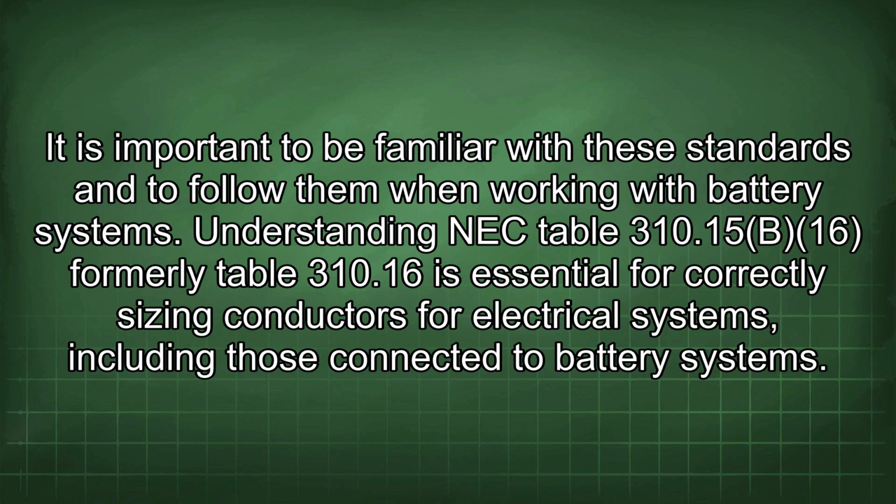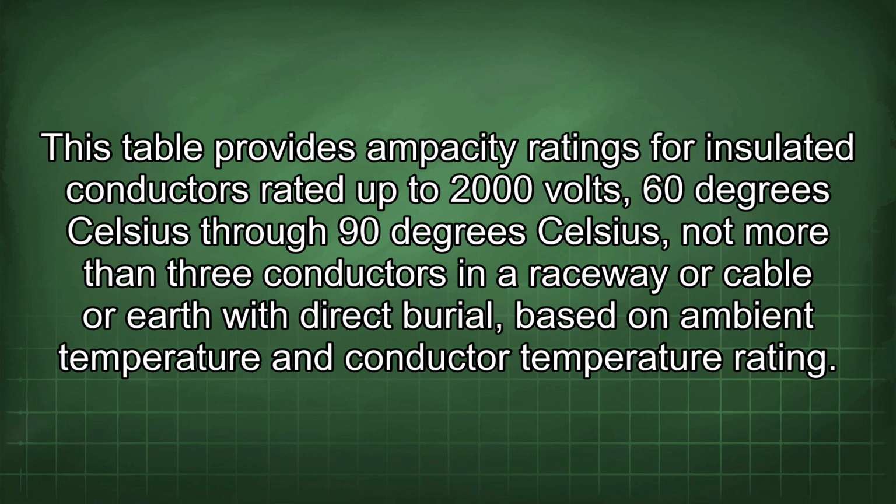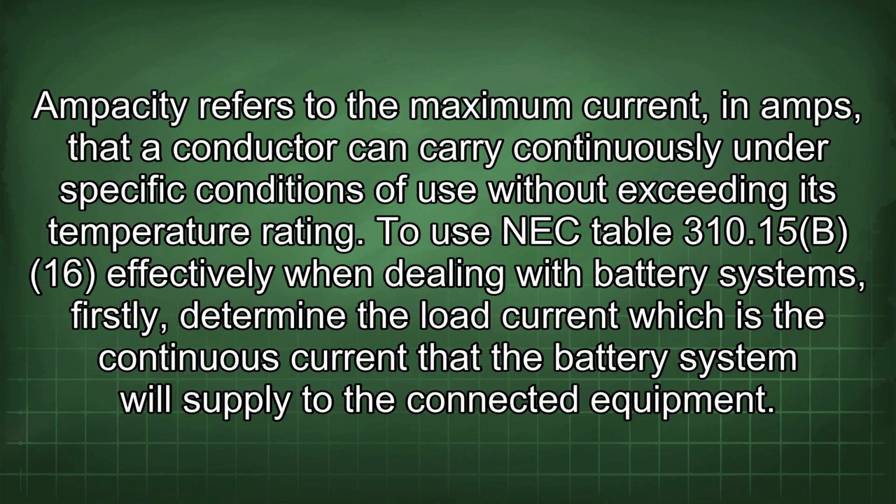Understanding NEC Table 310.15(B)(16), formerly Table 310.16, is essential for correctly sizing conductors for electrical systems, including those connected to battery systems. This table provides ampacity ratings for insulated conductors rated up to 2000 volts, 60 degrees Celsius through 90 degrees Celsius, not more than 3 conductors in a raceway or cable or earth with direct burial, based on ambient temperature and conductor temperature rating. Ampacity refers to the maximum current, in amps, that a conductor can carry continuously under specific conditions of use without exceeding its temperature rating.